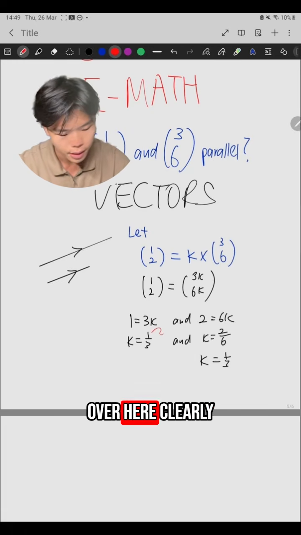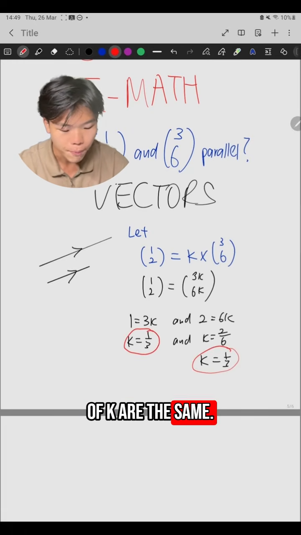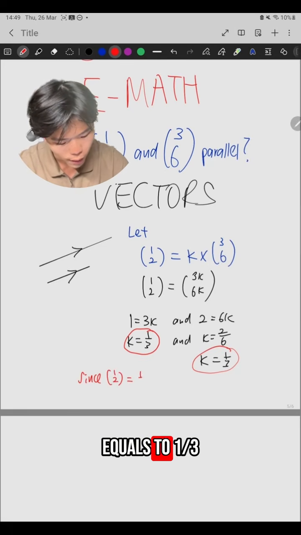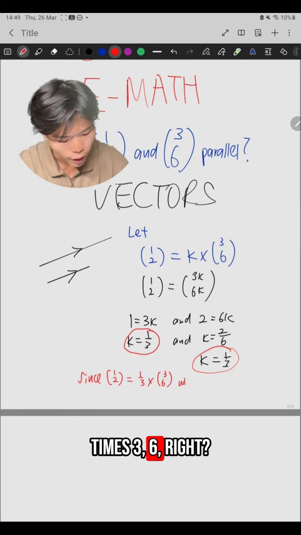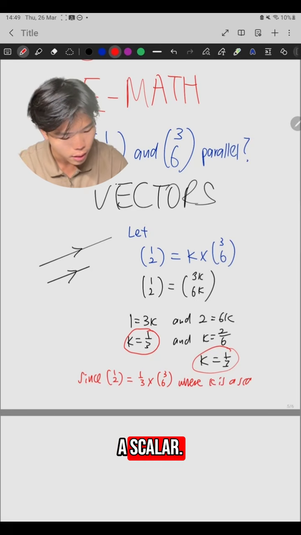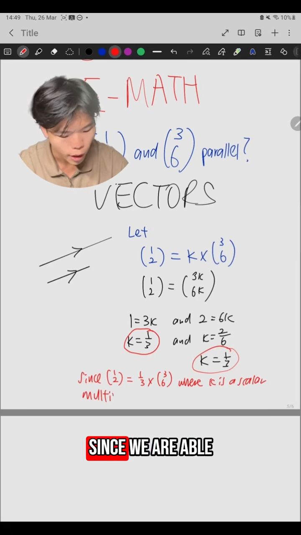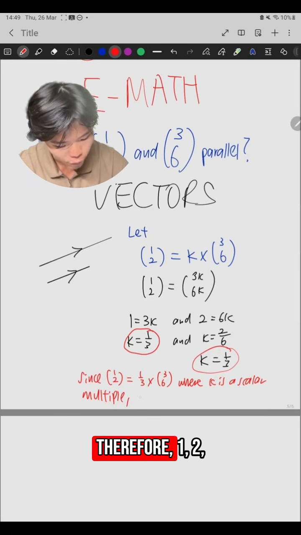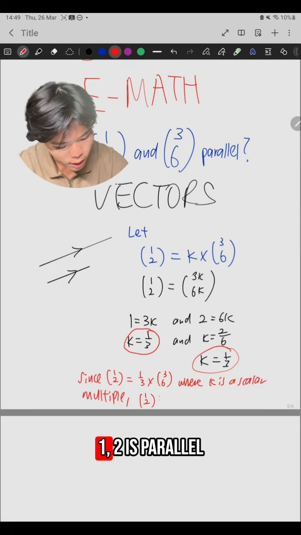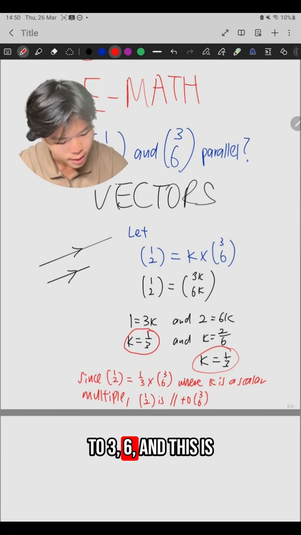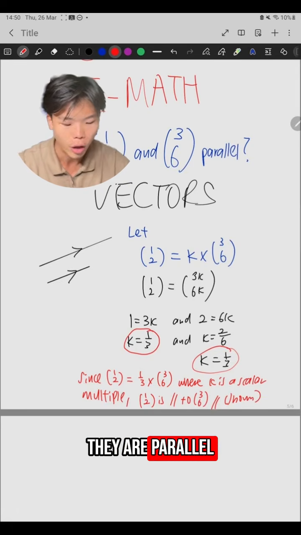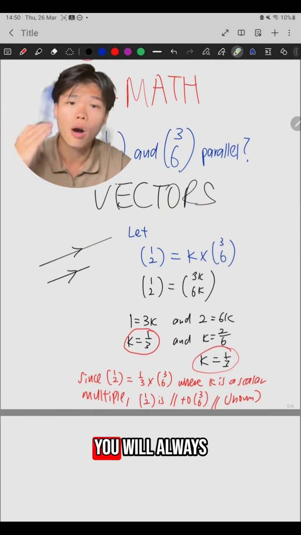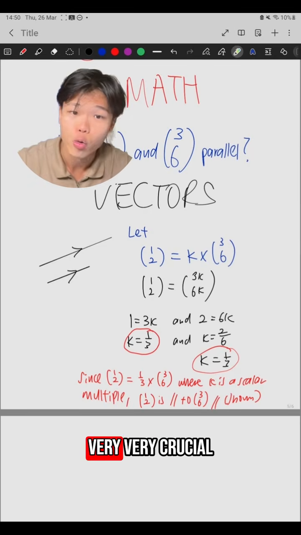And as you can see over here clearly that both values of k are the same. And therefore, we can say with confidence that since (1, 2) equals to 1/3 times (3, 6), right? Where k is a scalar multiple, right? Since we are able to write it in this way, whereby we relate both of them to each other using a scalar multiple, therefore the vector (1, 2) is parallel to (3, 6), and this is how we show that they are parallel to each other. Just follow this simple framework of always presenting an answer this way, and I promise you, you will always obtain those 3 marks, which are very, very crucial in the exam.